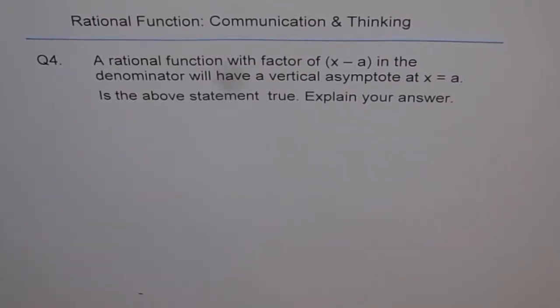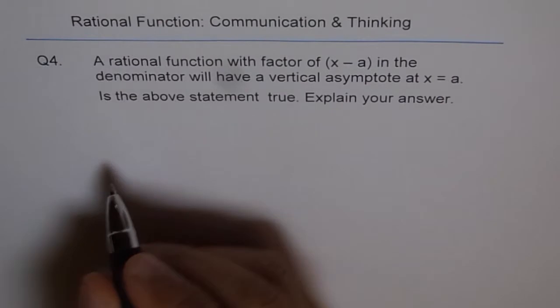Rational function, communication and thinking problem. Question 4. A rational function with factor of x minus a in the denominator will have a vertical asymptote at x equals to a. Is the above statement true? Explain your answer.